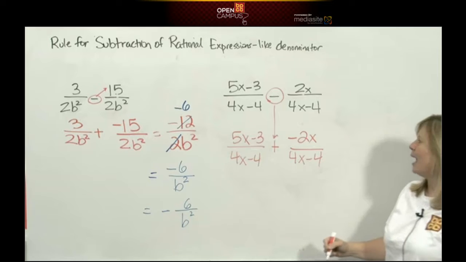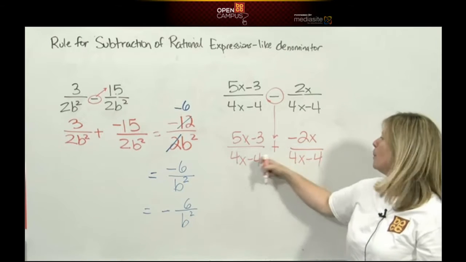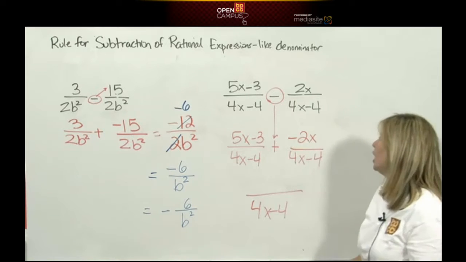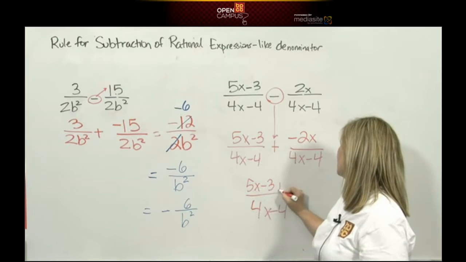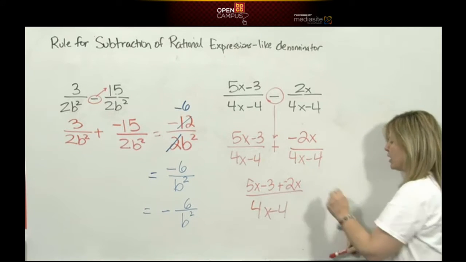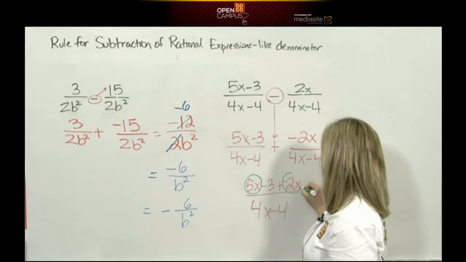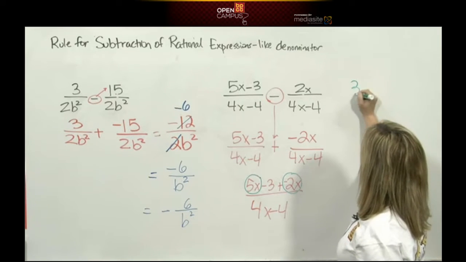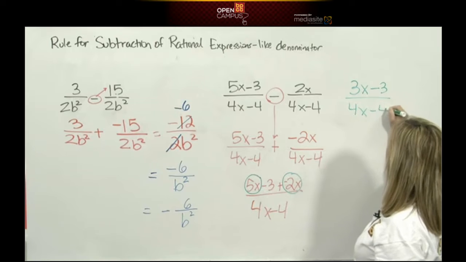Everybody's with me? Now, adding fractions easy as can be. All we need is an LCD. We got it. Both denominators are the same. So we write 4x minus 4. We're going to collect the top. So I'm going to write this out. We have 5x minus 3 plus negative 2x. I have 1, 2, 3 terms in the numerator. Are any of those terms alike? Sure. 5x and a negative 2x are alike. If I put them together, that would make 3x. So now my numerator is 3x minus 3 over 4x minus 4.